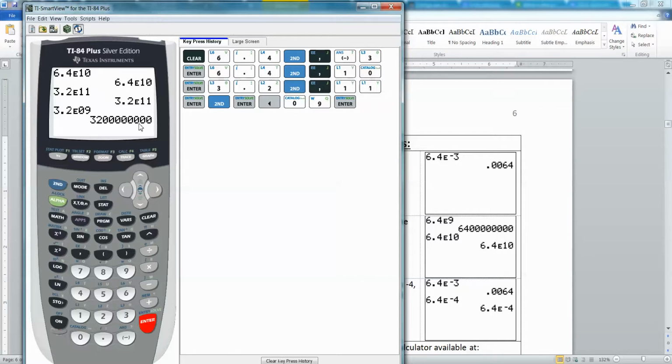So it'll do this. And the reason is because this is 10 decimal places altogether, because you have the 3 and then the 9 decimal places that you added in with scientific notation that gives you 10 total. The calculator won't display more than 10 decimal places.